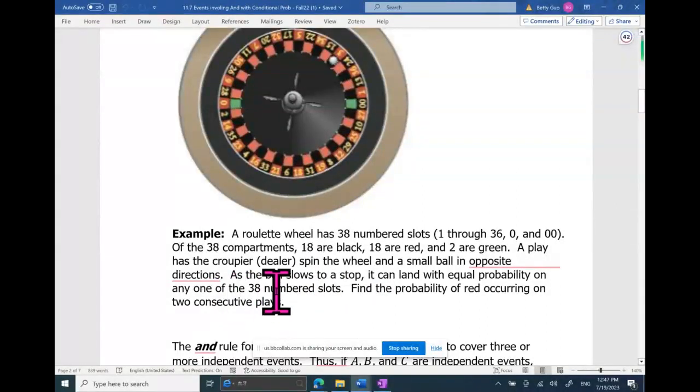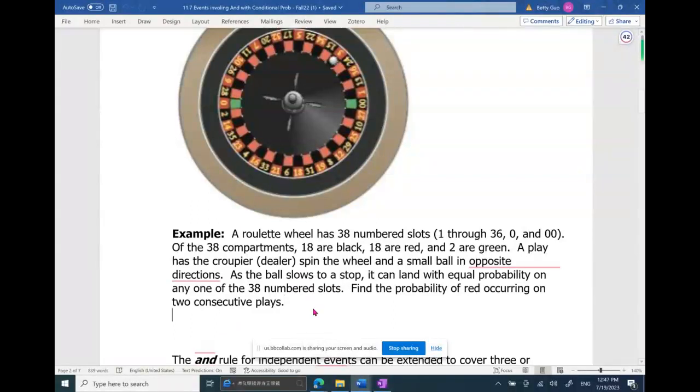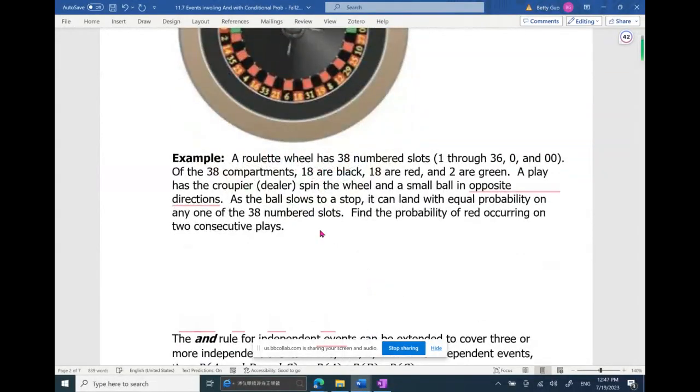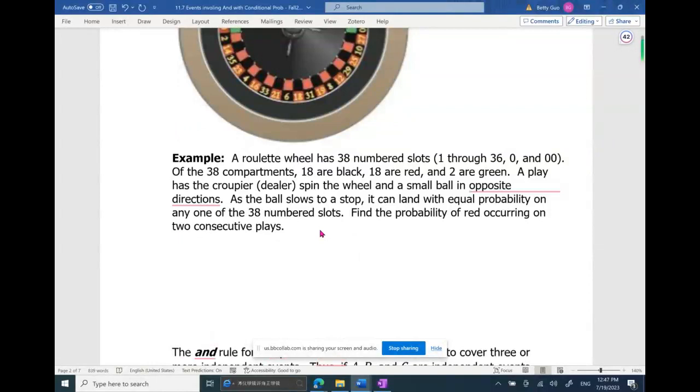A play has the dealer spin the wheel and a small ball in opposite directions. As the ball slows to stop, it can land with equal probability on any one of the 38 numbered slots. Find the probability of red occurring on 2 consecutive plays. Okay, read the last sentence. Normally, the last sentence gives us the goal. What are we looking for in this specific question? It says to find the probability of a red occurring on 2 consecutive plays, which means you play twice, right?